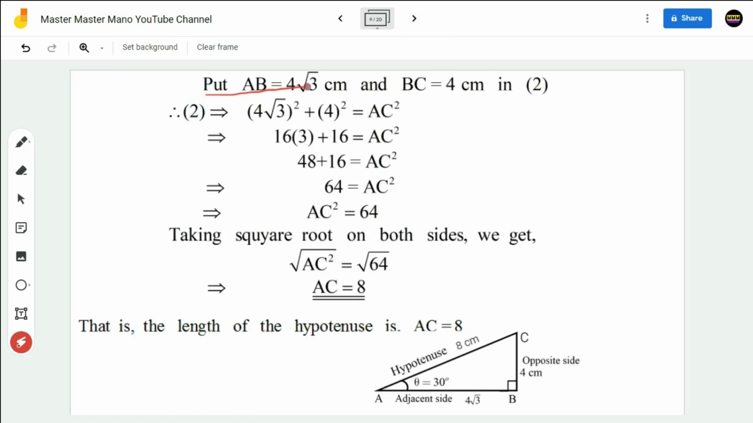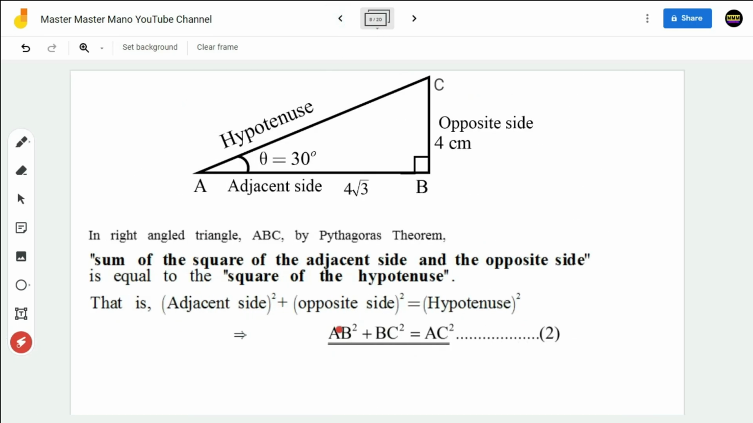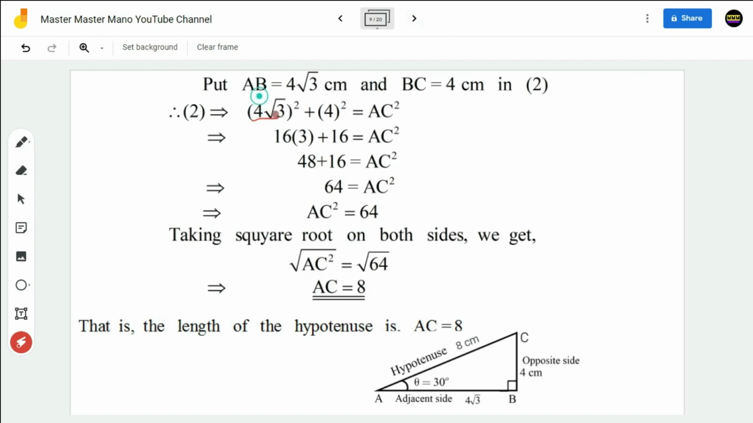Put AB equal to 4 root 3 and BC equal to 4 in the second equation. Therefore, AB square plus BC square equal to AC square becomes 4 root 3 square plus 4 square equal to AC square. This AC is the length of the hypotenuse, and we are going to find it. When 4 is squared, we get 16. When root 3 is squared, it will be 3, plus 4 squared, it will be 16, equal to AC square. 16 3s are 48 plus this 16 equal to AC square. 48 plus 16 will be 64 equal to AC square.